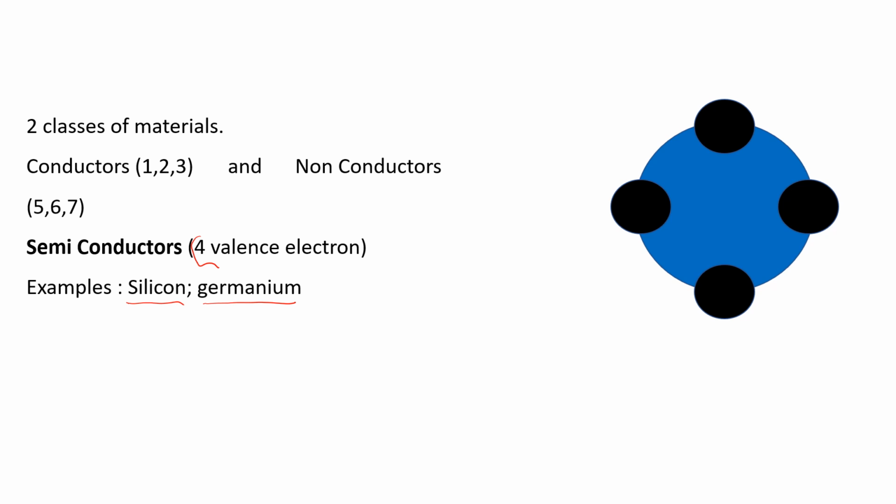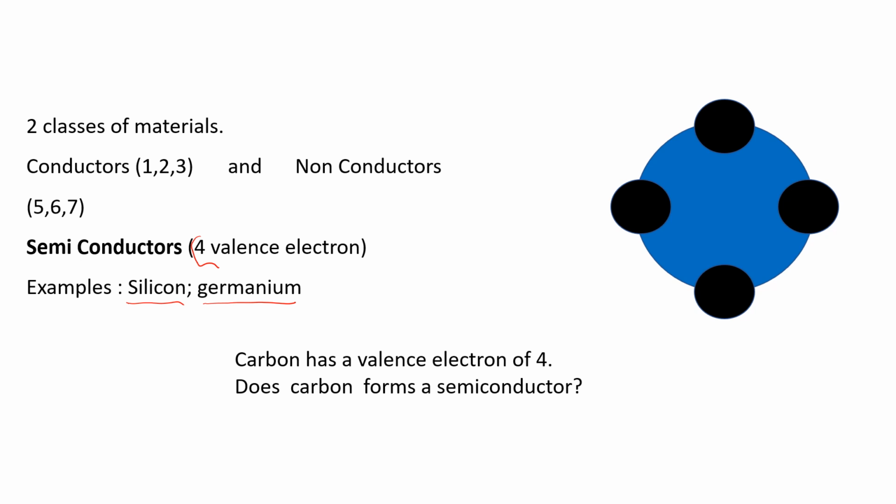Now, the moment we begin the semiconductor chapter, we begin with silicon and germanium, and we forget the fact that carbon also comes under the same group. Carbon also has four valence electrons. And this is a question for you. Please comment your answers below. Does carbon form a semiconductor? If yes, why? And if not, why not?